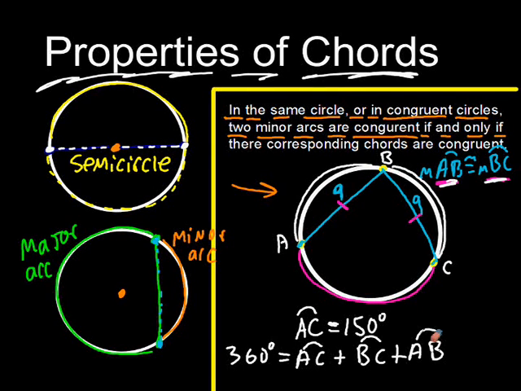So we could even erase this one and say that because we know that AB equals BC, that's the same thing as 2AB, right? So what does AB equal? Well, we know that AC is 150. So we have 150 plus 2AB. What's 360 minus 150?